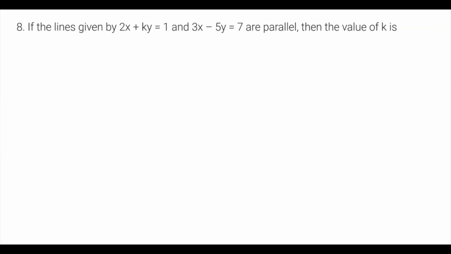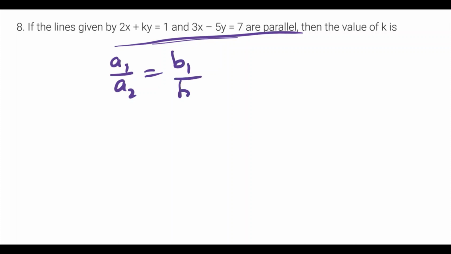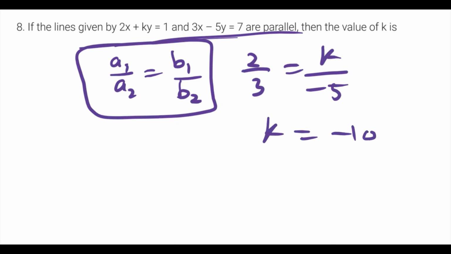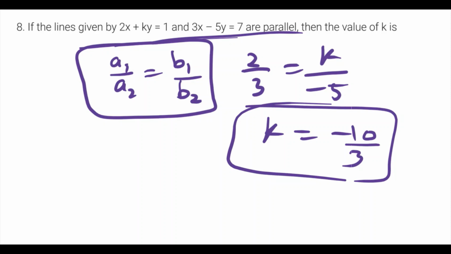Eighth question. If the lines given by 2x plus ky equals 1 and 3x minus 5y equals 7 are parallel, then the value of k is... these two lines are parallel now. In the sense, take a1 by a2 equals b1 by b2. No need of checking the third ratio. These two ratios are enough. This is 2 by 3 equals k by -5. So k should be equal to -10 by 3.